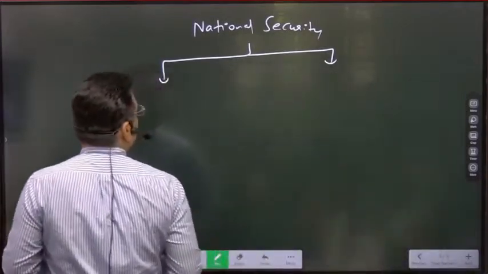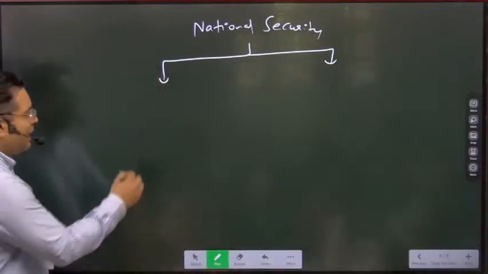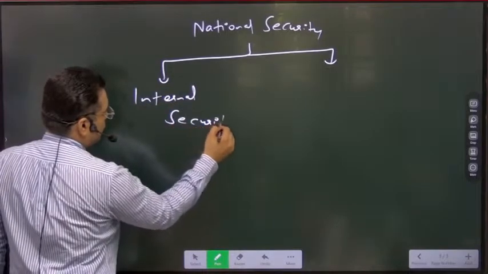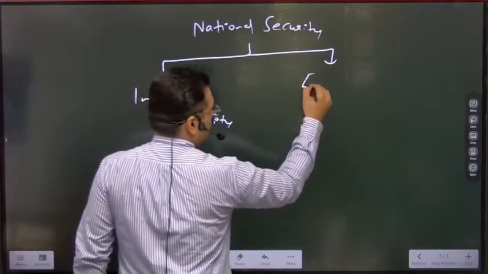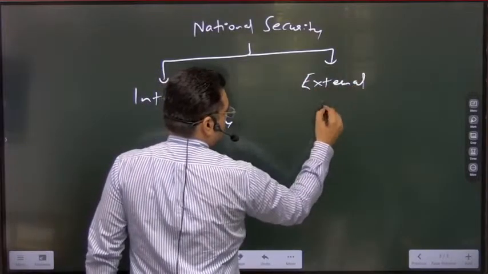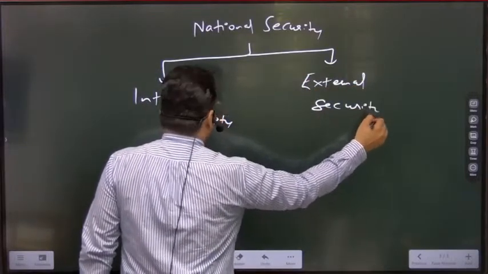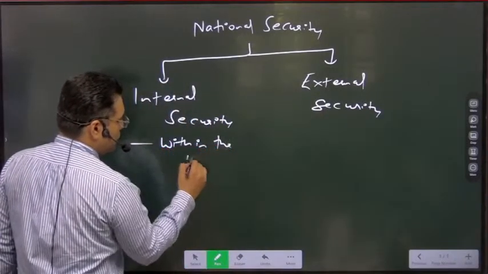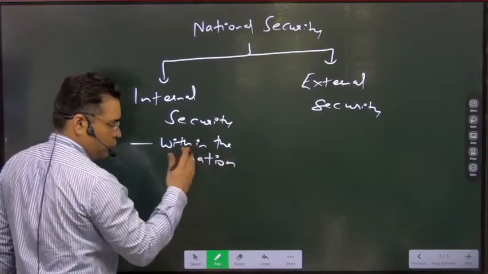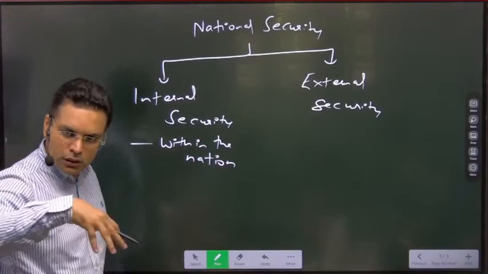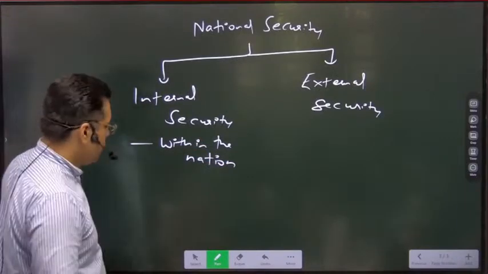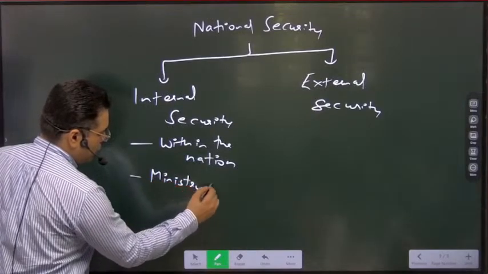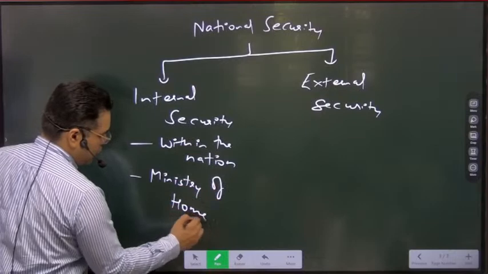National security can be divided into two parts. One is the internal security. Another is called external security. Internal security is within the nation. Many times it is very difficult to say this is internal security, external security, because the boundary is very blur. But within the nation, the Ministry of Home in India is responsible.